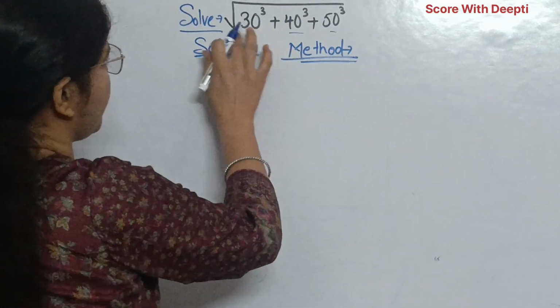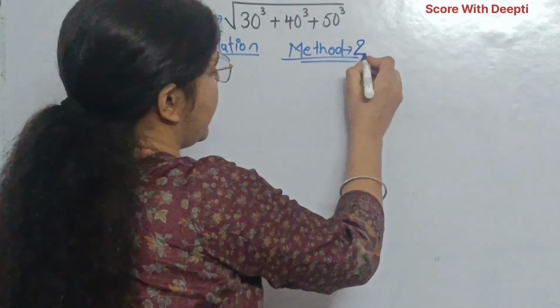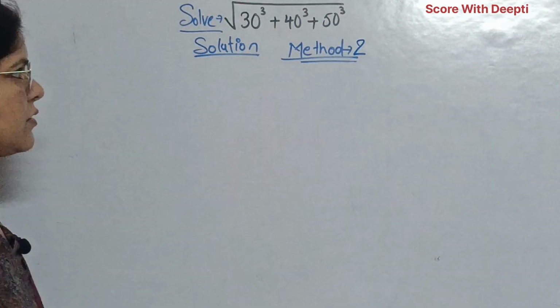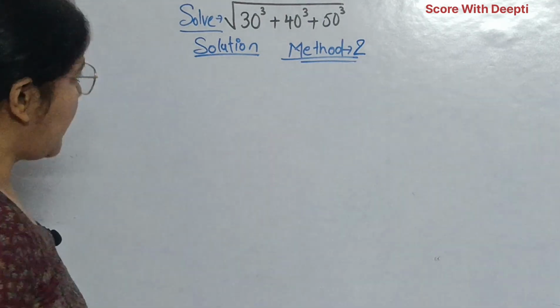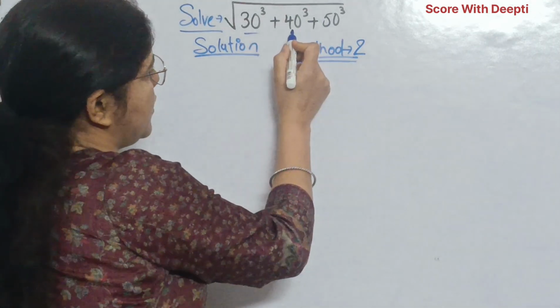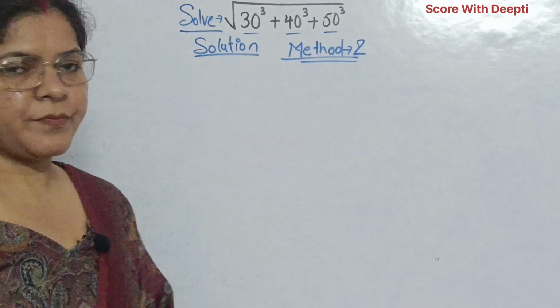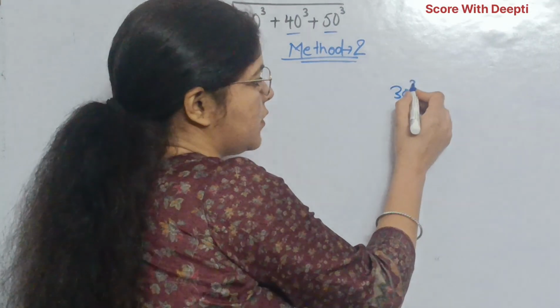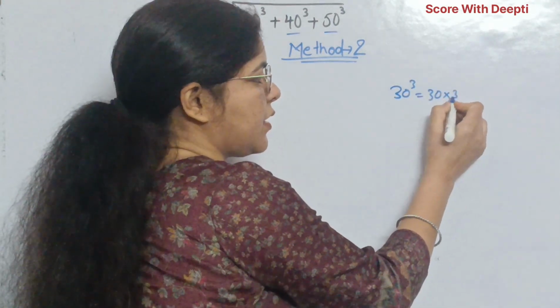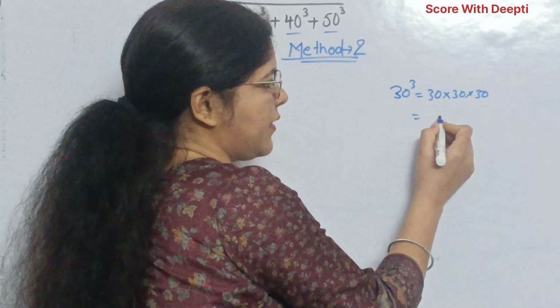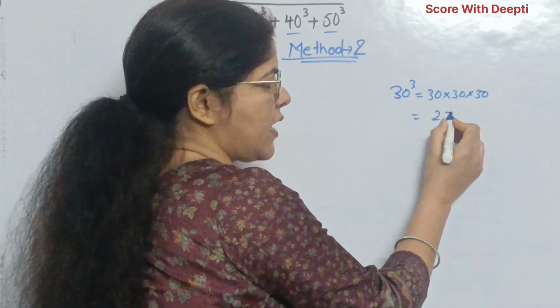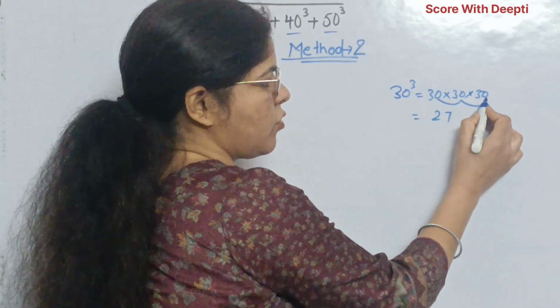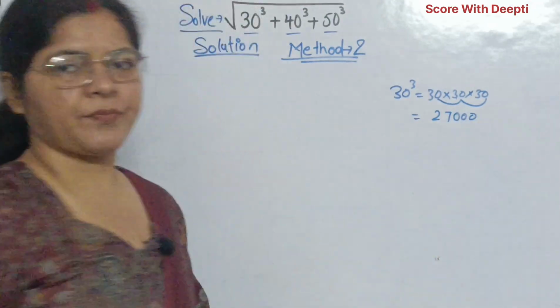Let's start the solution of this question with second method. In second method, that is a very easy method. First we have to find the value of 30 cube, 40 cube and 50 cube. Means 30 cube, multiply 3 three times, and we get 3 3 is 9, 3 9 is 27. Multiply 0 with 0, we get 3 zeros.